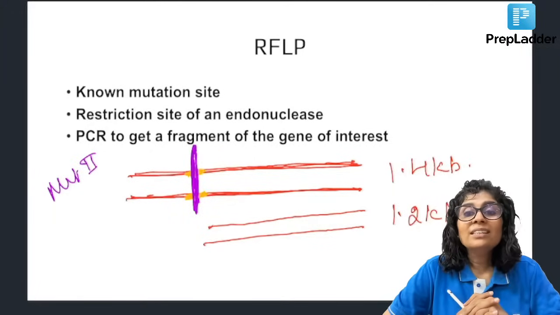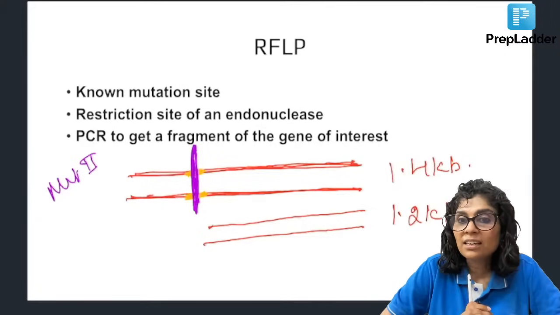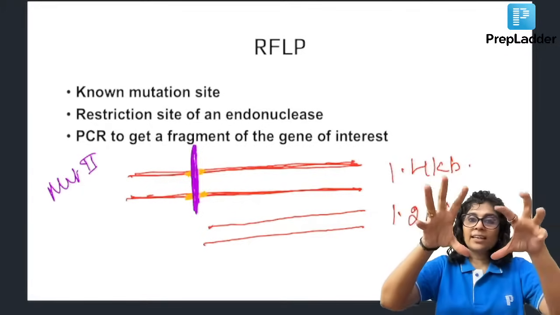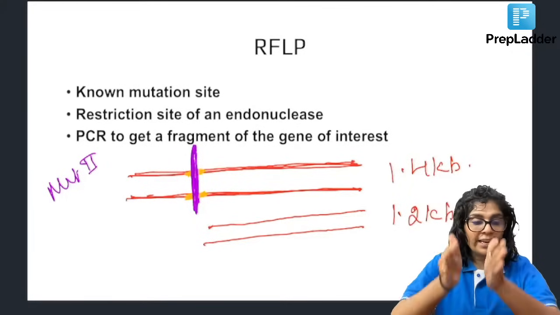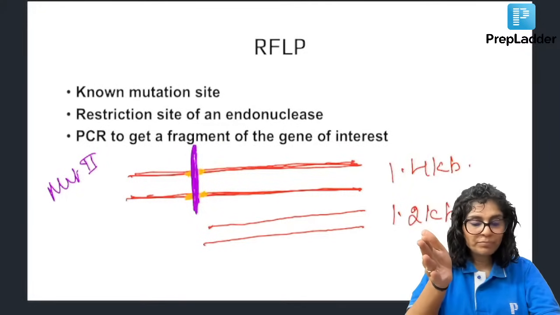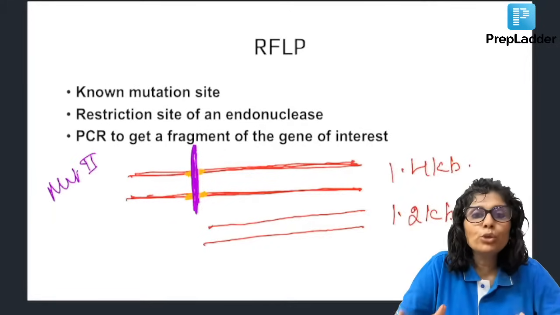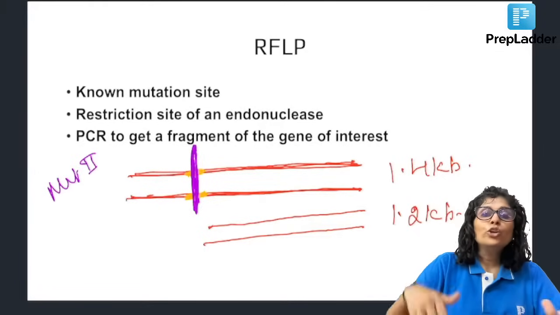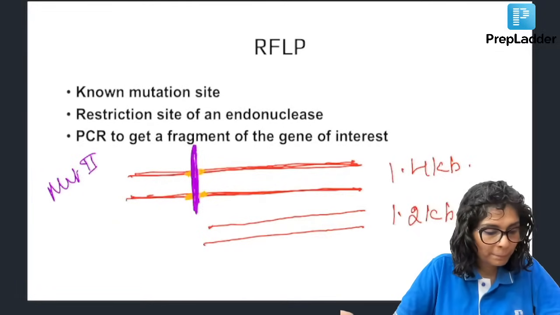Okay, so what are the steps to be followed for detecting a known mutation site? First you extract DNA, you subject the DNA to PCR, you get the fragment that you want. After you get the fragment, to find out whether it is mutated or unmutated, you subject it to RFLP, you run it through electrophoresis, and then you make a diagnosis. Are you clear?